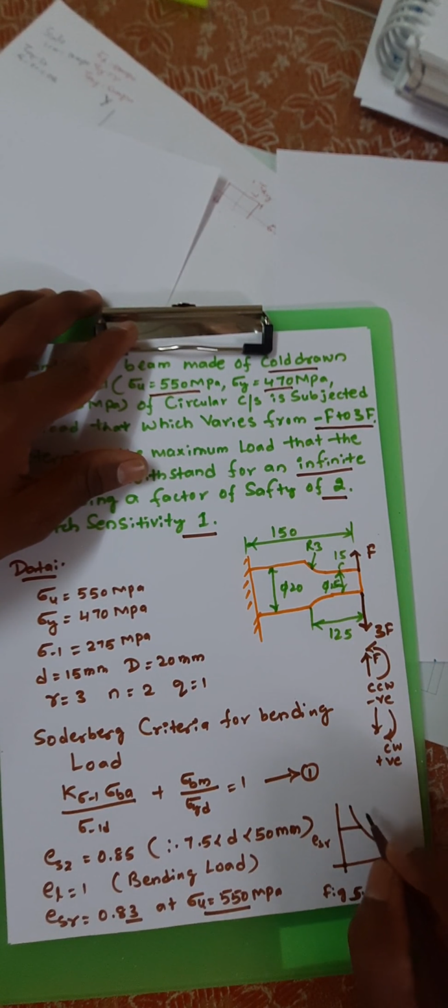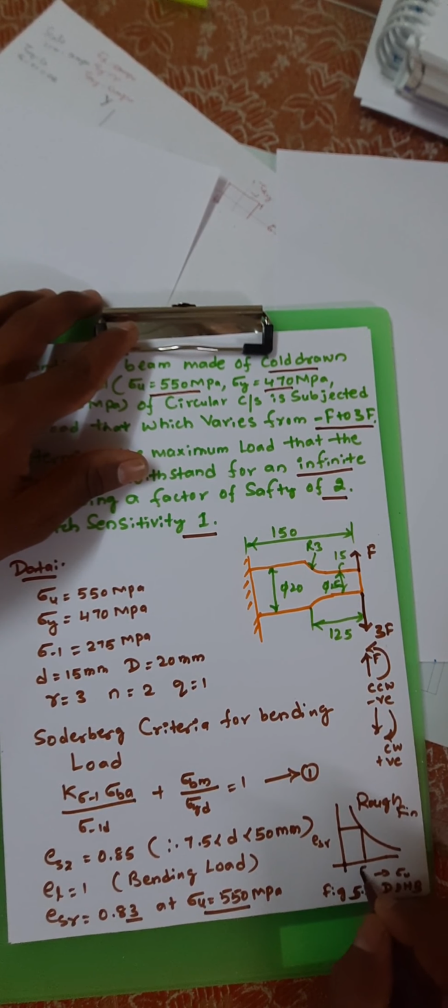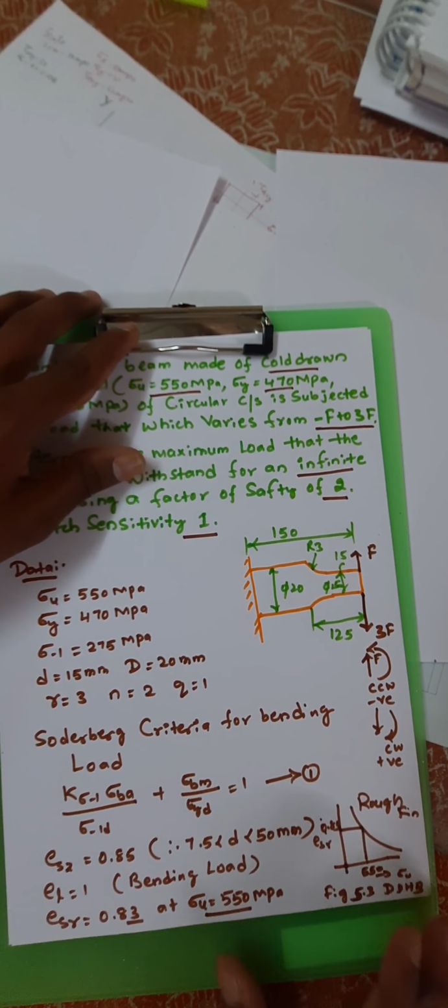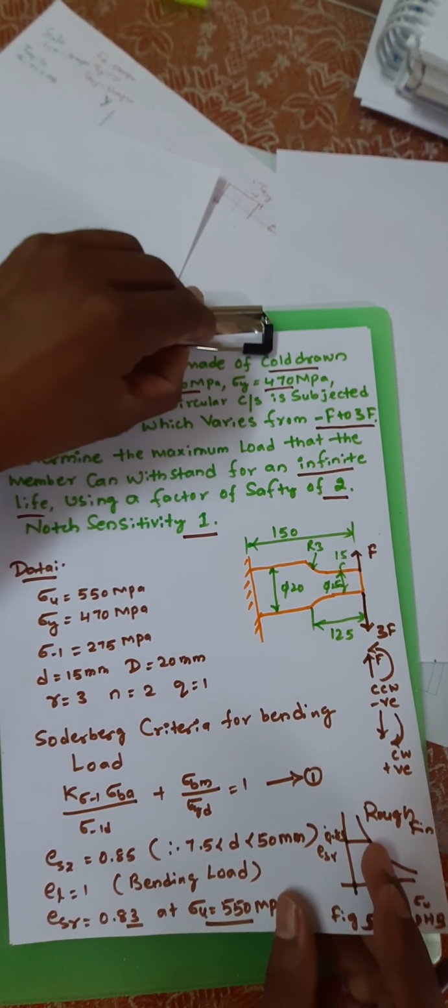This is the value for the rough finish. Here at around 550 we get 0.83. This is how we can find the value.